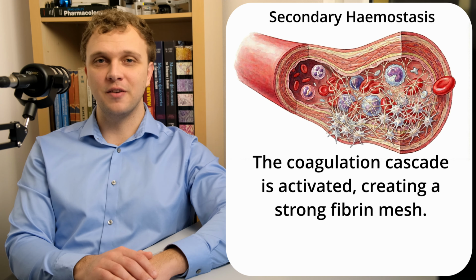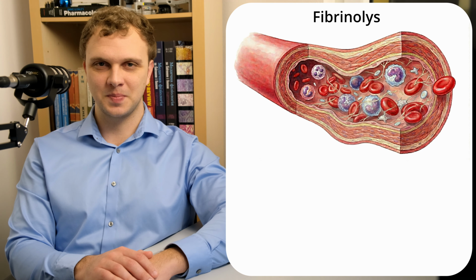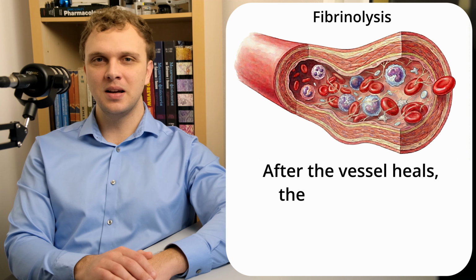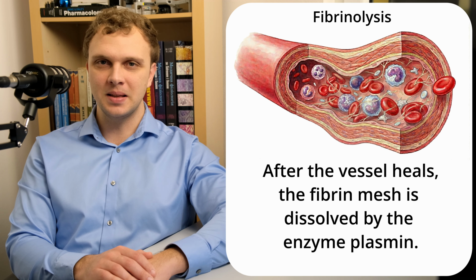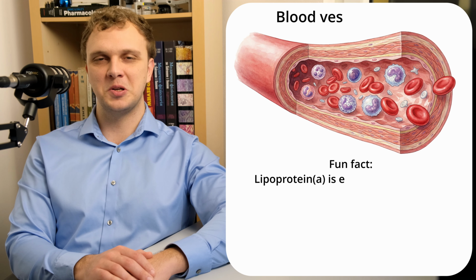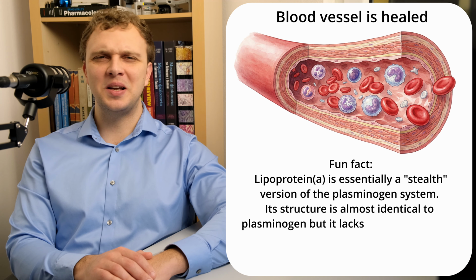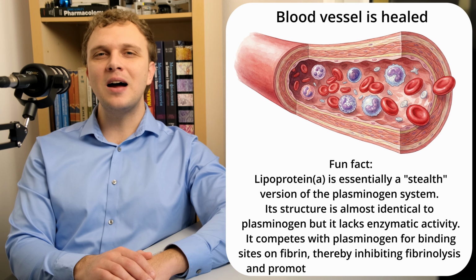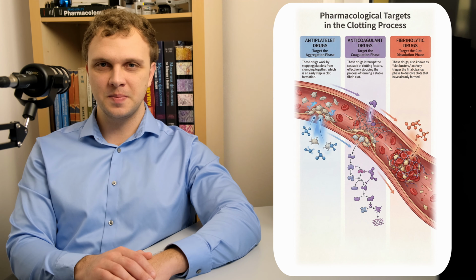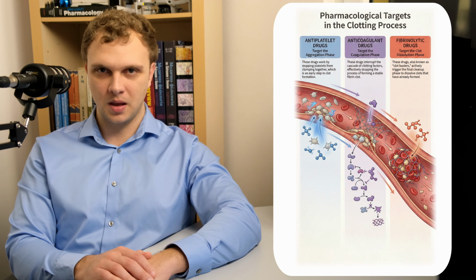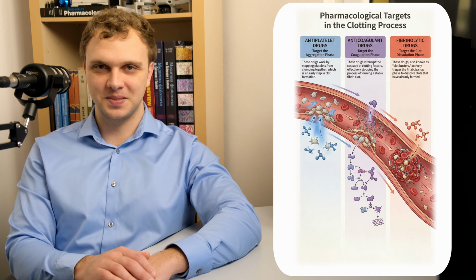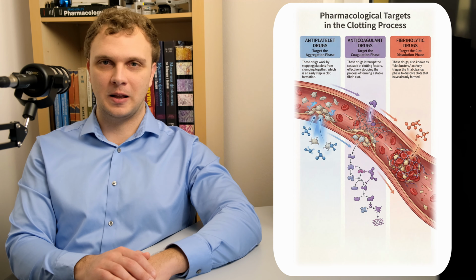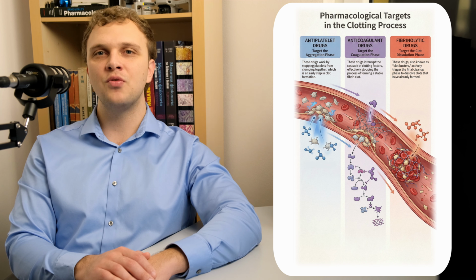And finally, phase 4 is fibrinolysis. Once the vessel is fully healed, we don't need the clot anymore. The body uses an enzyme called plasmin to dissolve the thrombus and restore normal blood flow. Why does this matter for pharmacology? Because our drugs target these specific phases. Drugs that stop the aggregation phase are antiplatelet drugs. Drugs that stop the coagulation phase are anticoagulants. And drugs that trigger the final cleanup phase to dissolve clots are fibrinolytics.